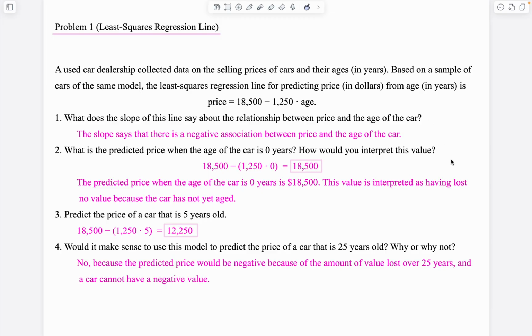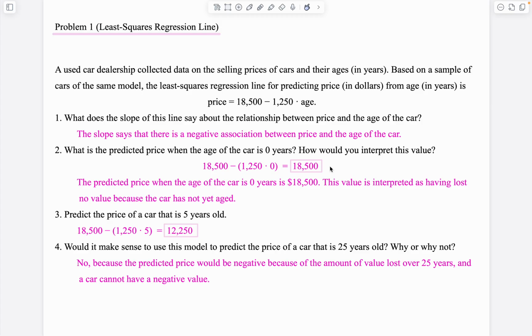Part 2 of this question says, what is the predicted price when the age of the car is 0 years? How would you interpret this value? So again, using that equation, you can put 0 years into the age of the car, and equating that, you would get 18,500, because this is interpreted as having lost no value because the car hasn't aged at all.